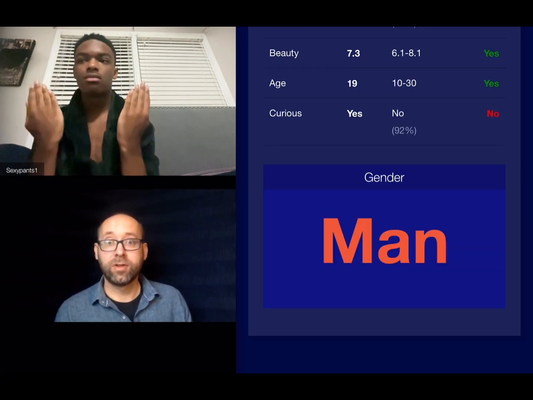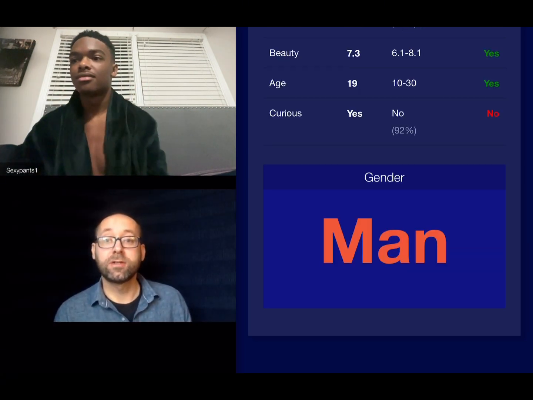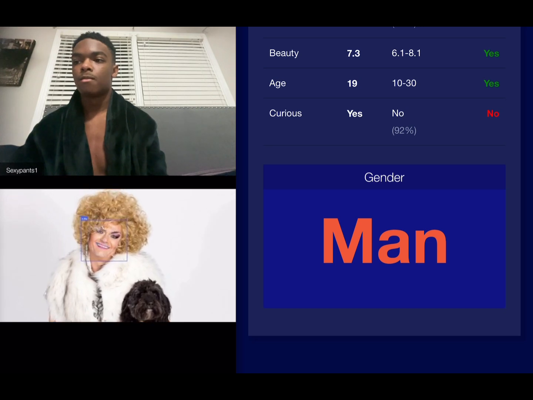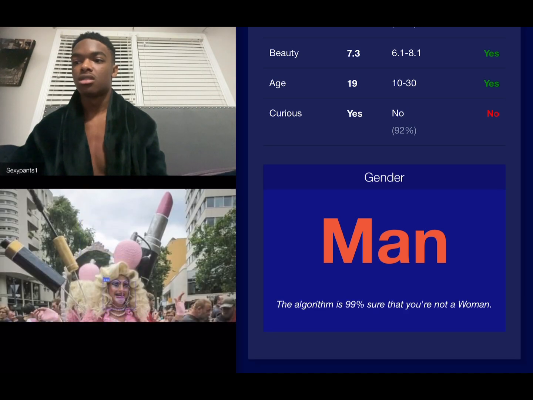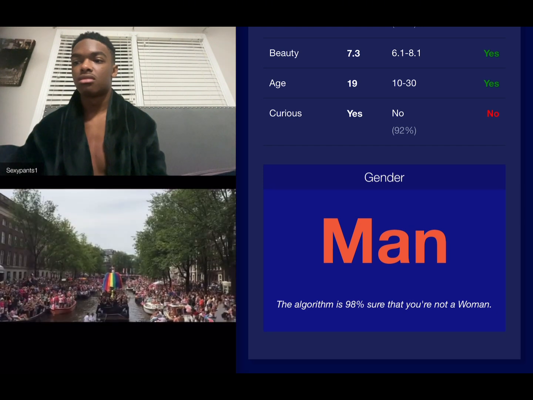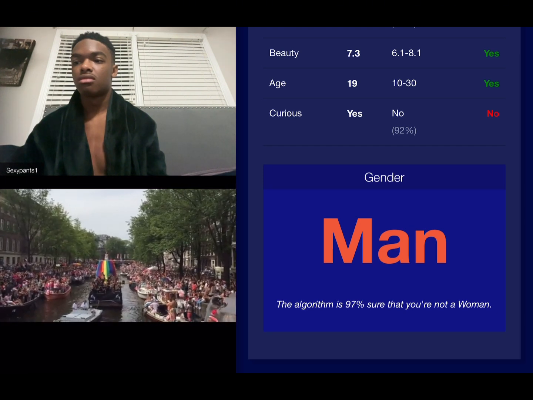The following algorithm we'll take a look at tries to determine your gender. Here you can once again see that the country or culture in which an algorithm was constructed can have a big influence on how it will categorize and judge people. This algorithm would probably flip out at the gay pride.